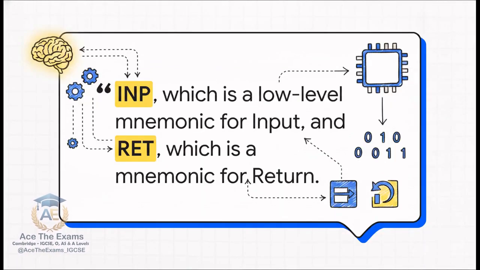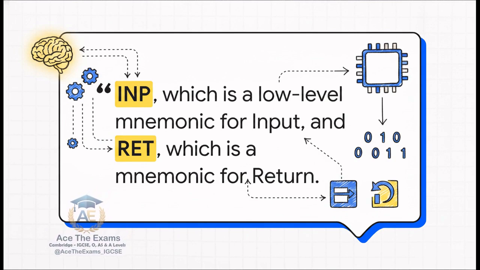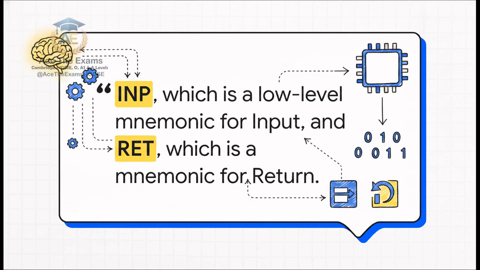Now, there is a pretty fascinating middle ground here called assembly language. It sits right above that raw binary machine code. Instead of forcing a developer to type out endless mind-numbing strings of ones and zeros, assembly language uses these short little memory aids called mnemonics. So, for example, a programmer might type INP for input or RET for return. Make no mistake, it's still very much a complex, low-level language, but it gives the human brain at least a little bit of a foothold when trying to write super-fast, hardware-specific instructions.